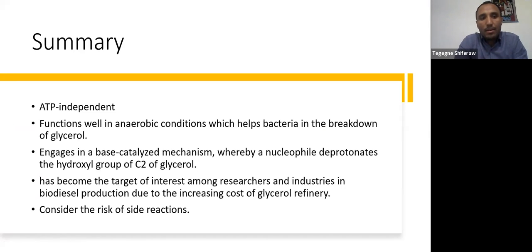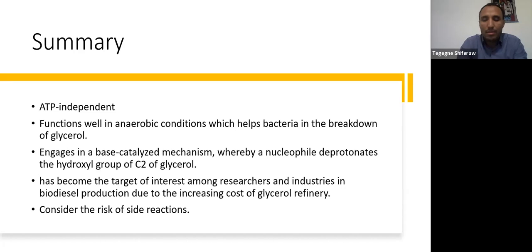At last, this enzyme is ATP independent. That's why the bacteria use it to oxidize glycerol to glyceron. And it functions pretty well in anaerobic conditions, which helps the bacteria in the breakdown of glycerol. The enzyme engages in a base catalyzed mechanism like sodium hydroxide, and what's being oxidized is the second carbon of glycerol.